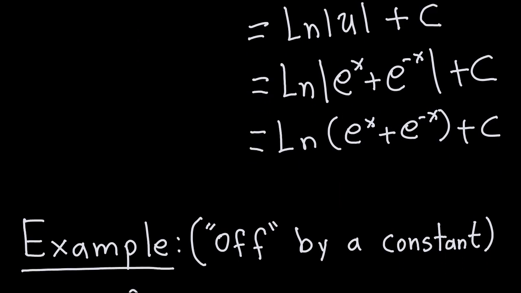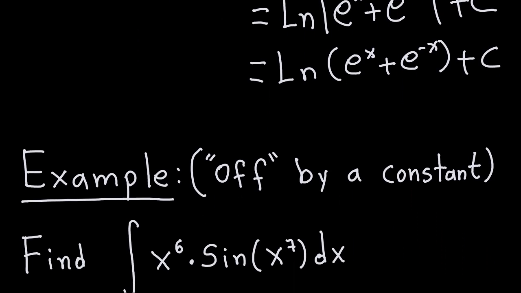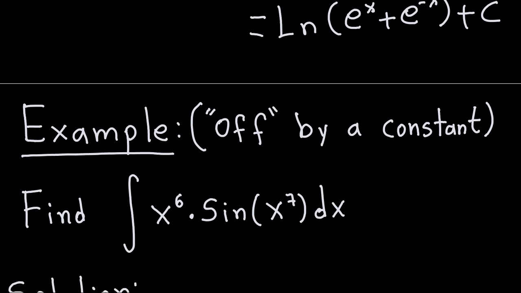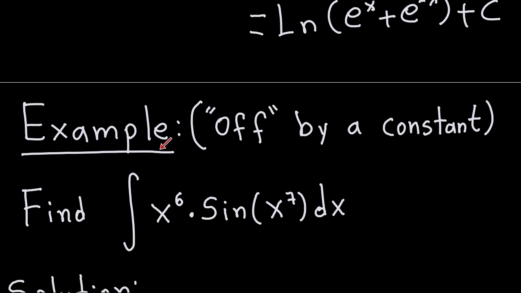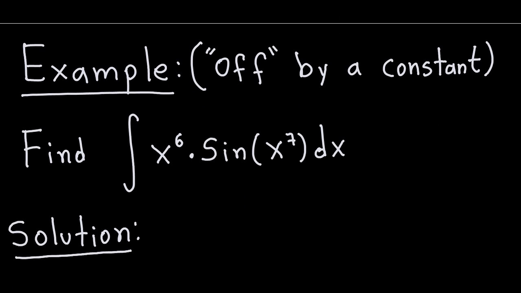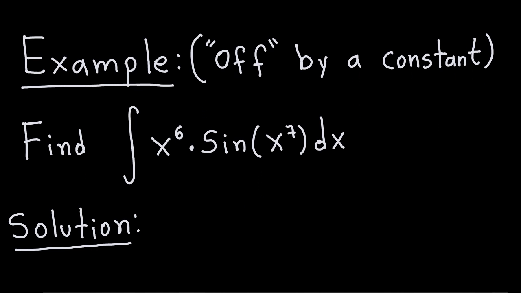Now let's do one that is not necessarily a perfect substitution. You're going to be off by a constant. So I'm going to call this example off by a constant. What that means is the du is not going to be exactly in the integral, but it's going to be off by some constant. And that will be okay. Now let's look at this integral here: x to the 6th power times the sine of x to the 7 dx.